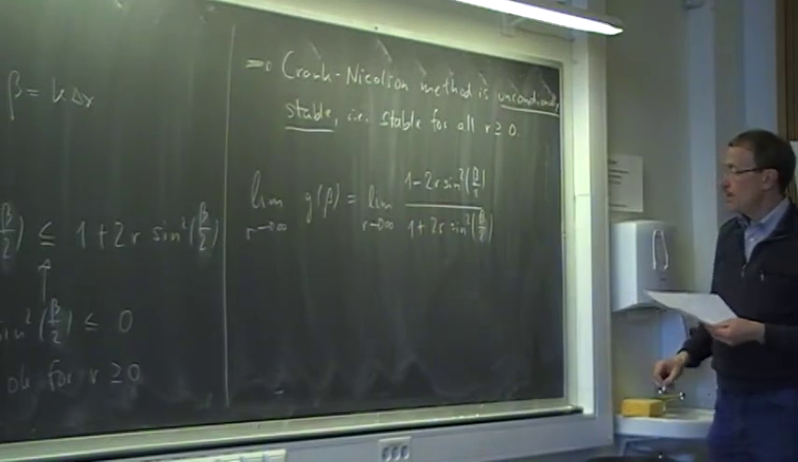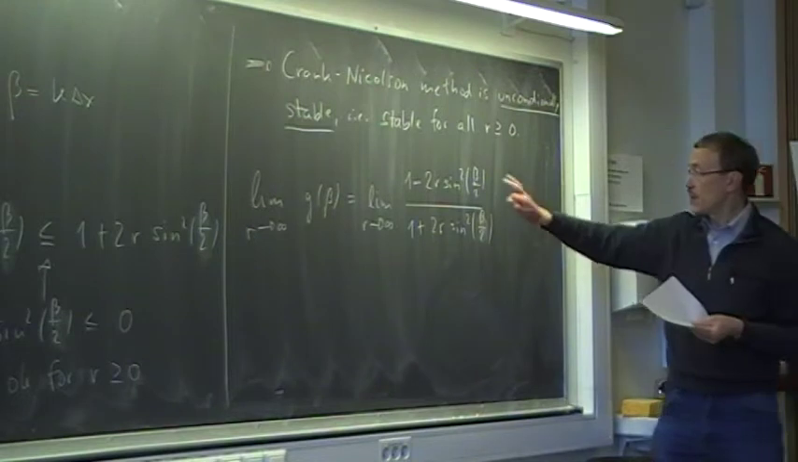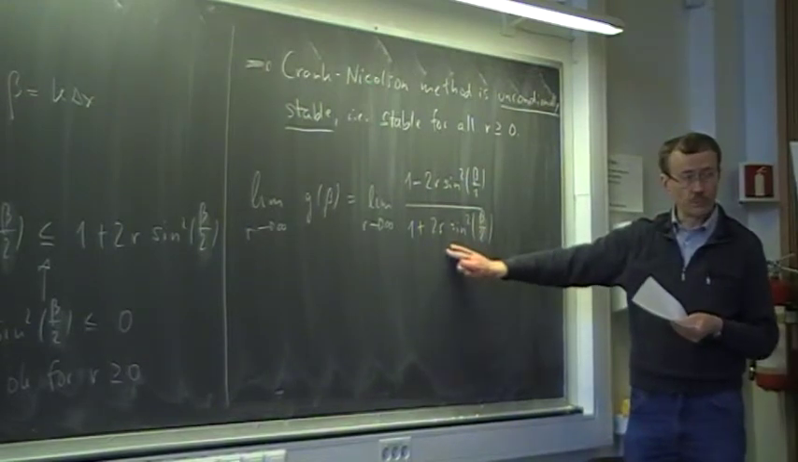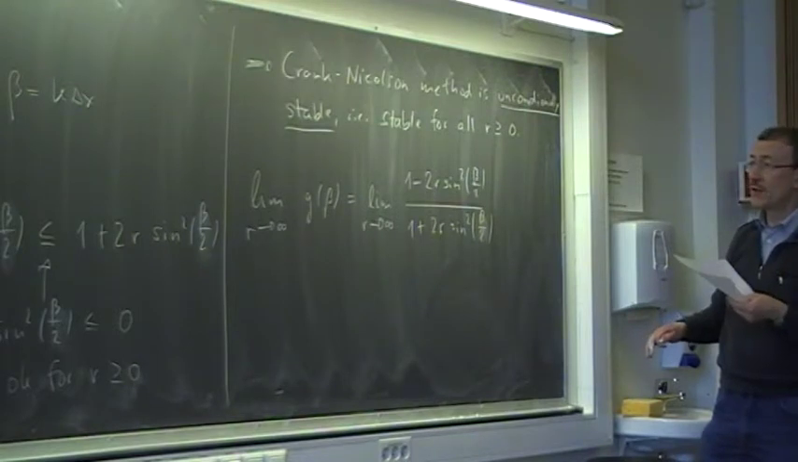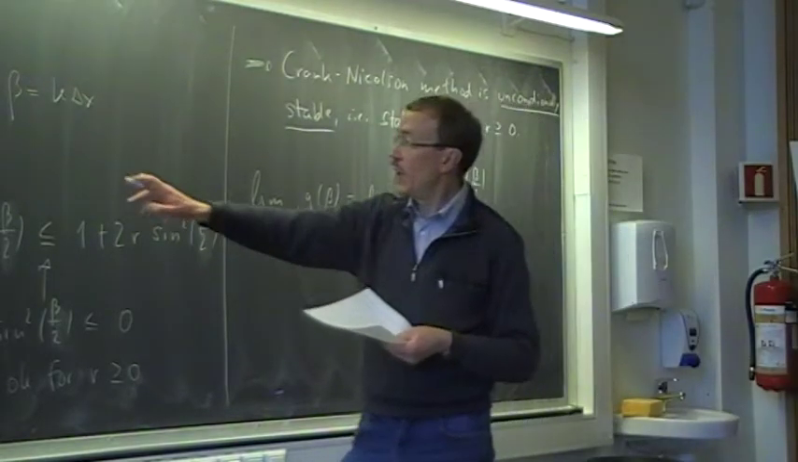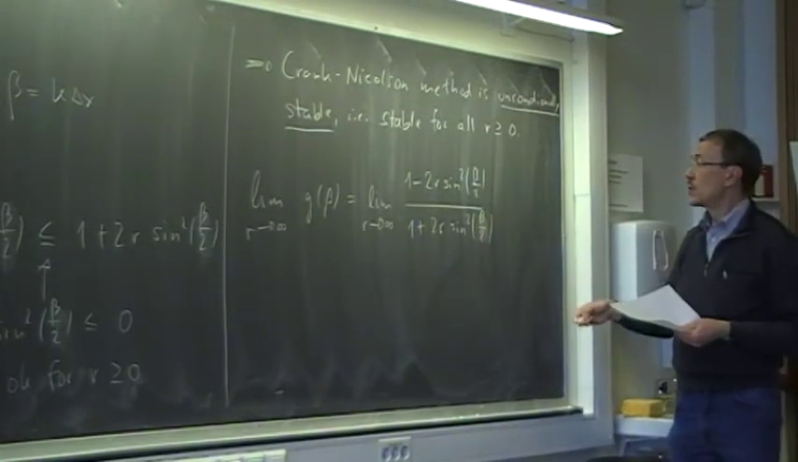And then we see that when beta is 0, the sine is 0 and we get 1. So that is an exception. But if beta is not 0, and for us the interesting range is up to pi, so if we take pi as the limit, sine of pi half is 1. So we get something here.